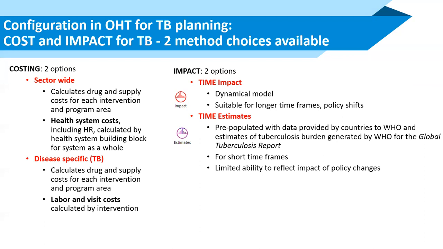And so for that reason, if that's not available to you, we suggest the use of the time estimates model, which comes pre-populated with data provided by countries to the World Health Organization and estimates of the tuberculosis burden. It's appropriate for shorter time frames, 5 to 7 years maximum, and has a limited ability to reflect the impact of policy changes, but does provide a robust estimate of populations such as notifications, populations needing treatment, etc., that are needed for costing.